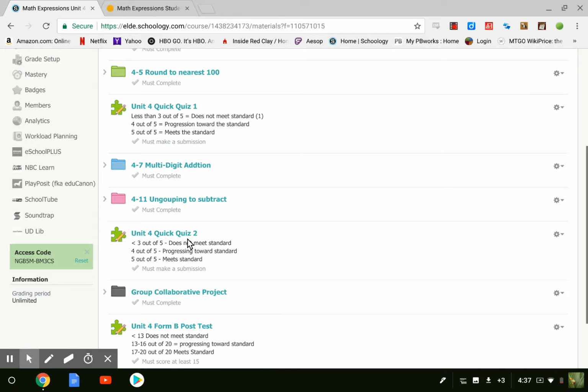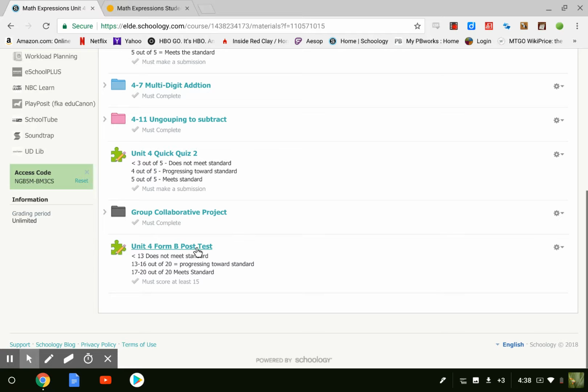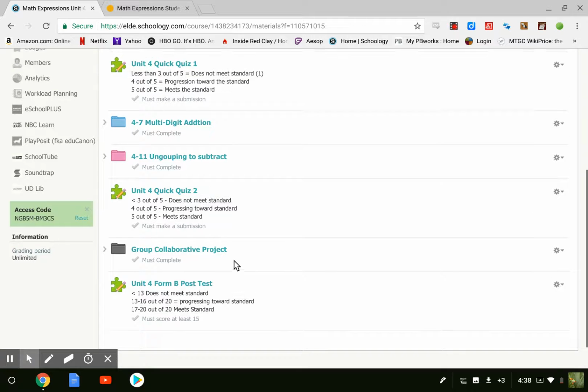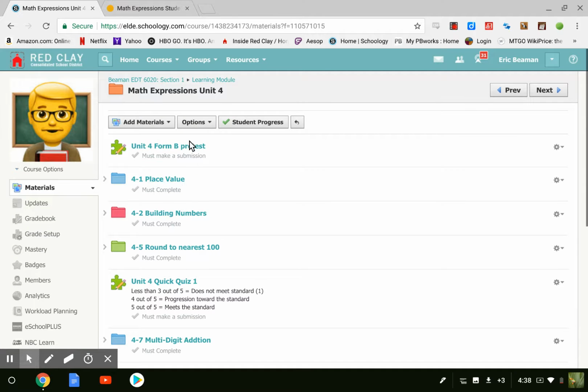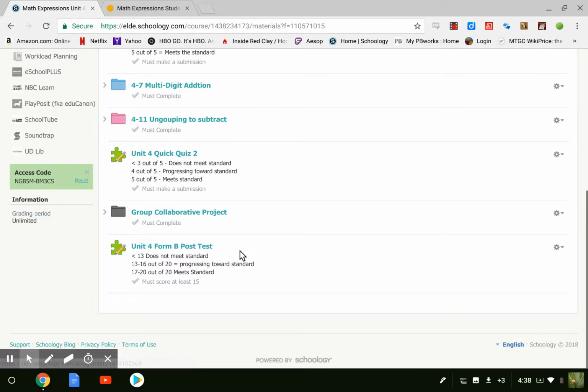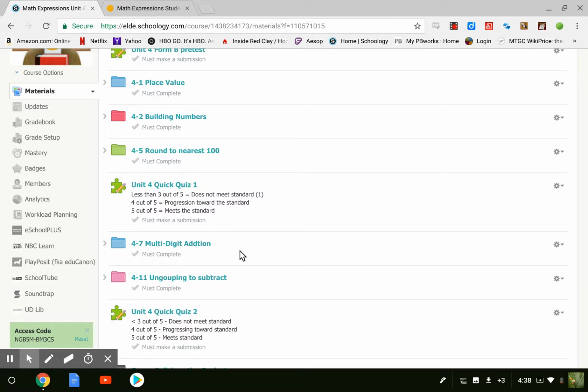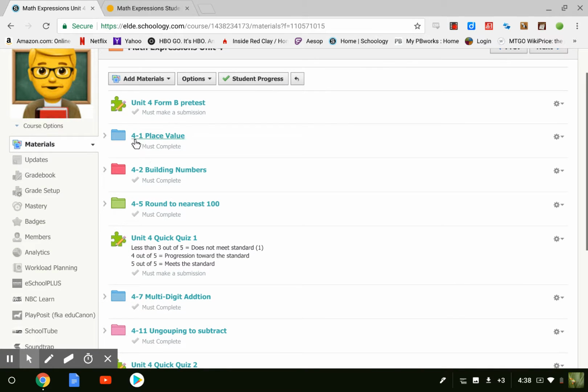Again here, quick quiz 2. And then Form B is the summative. And if they have less than 13, they did not meet the standard. If they get 13 through 16, they're progressing towards the standard, and 17 out of 20 meets the standard. And I can compare the pre-test to the post-test as well to see if they got better. So that kind of shows the goals and things like that.